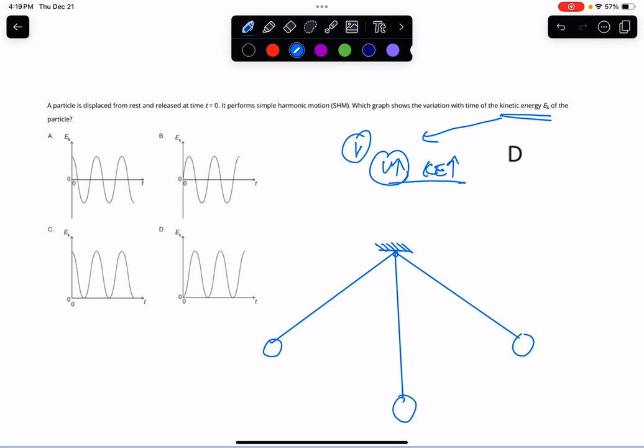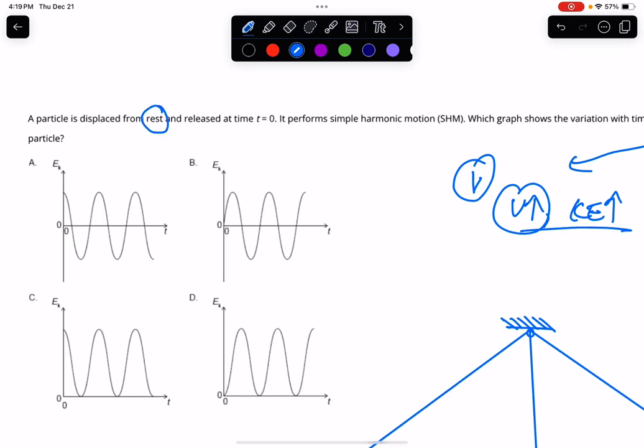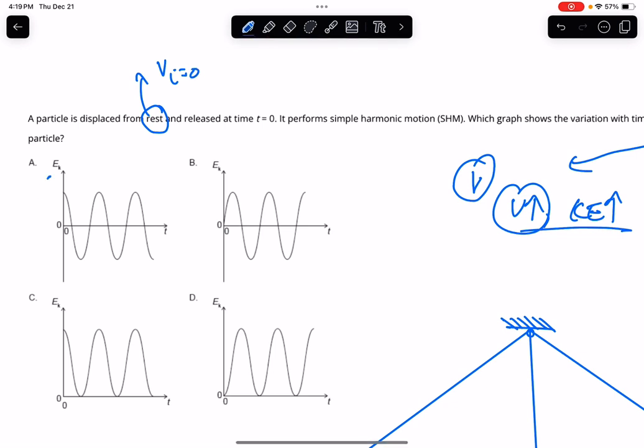Now, in this case, the particle is going to be released from rest. Because the particle is displaced from rest, by definition, the initial velocity is 0. So you can just take off A and C, because the initial velocity must be 0. And if the initial velocity is 0, then the kinetic energy initially should be 1/2 mv squared, so m times 0 squared, which should just be 0. So all of this is going to be gone.